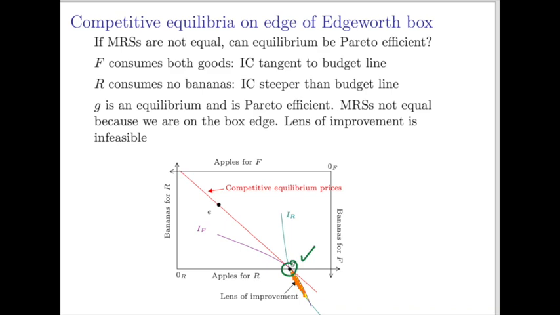So all that to say that the result that the competitive equilibrium is Pareto efficient doesn't rely on being on the interior. It's true even if the competitive equilibrium is on the boundaries of the Edgeworth box.